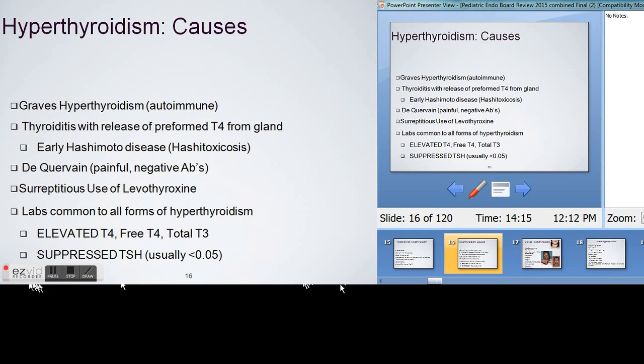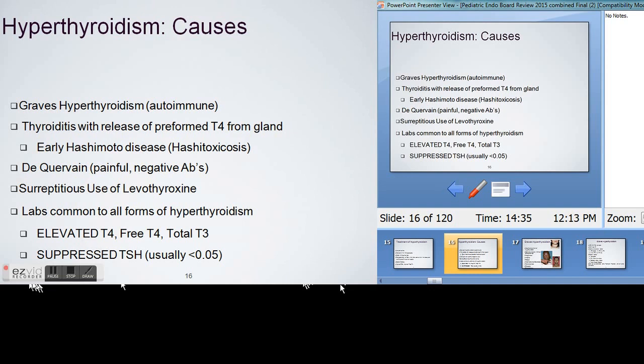Alright, hyperthyroidism. We're moving on. Causes. So Graves' disease, an autoimmune problem, is the most common cause of hyperthyroidism that we'll see in the US. We also see hyperthyroidism in patients who have thyroiditis, like Hashimoto's thyroiditis.